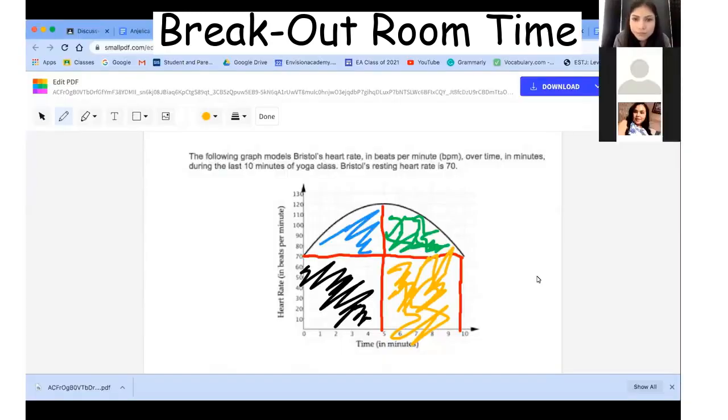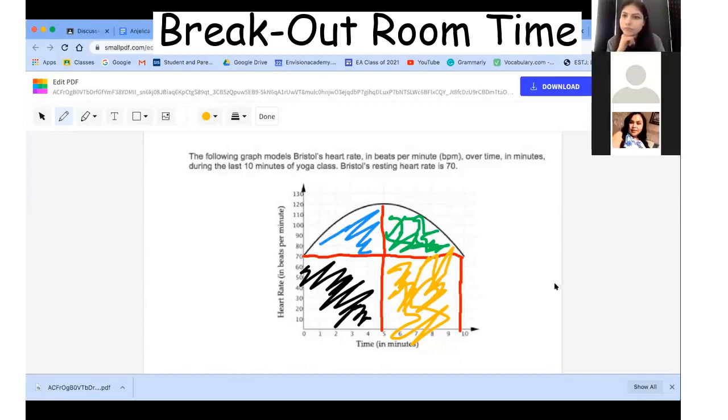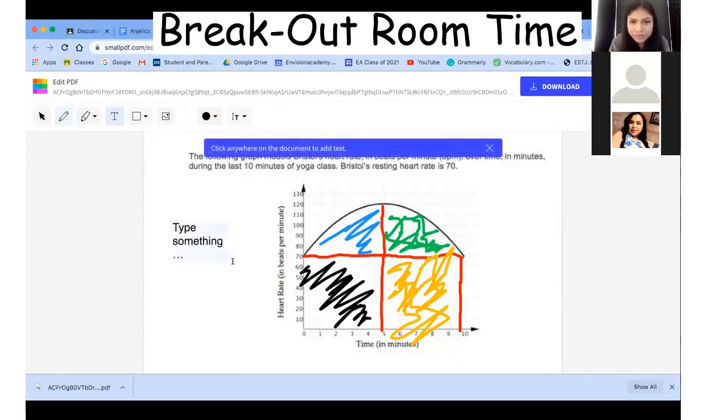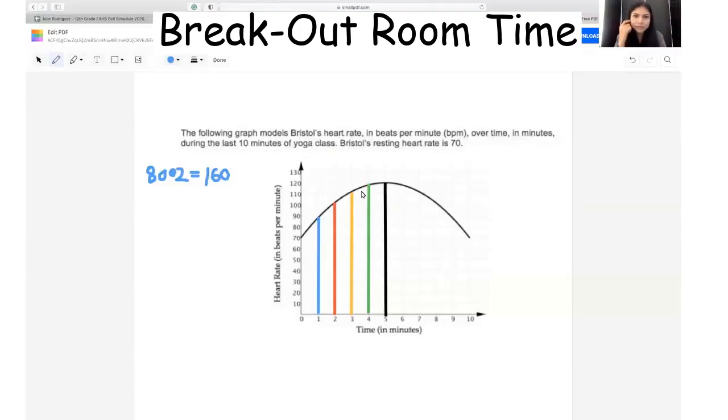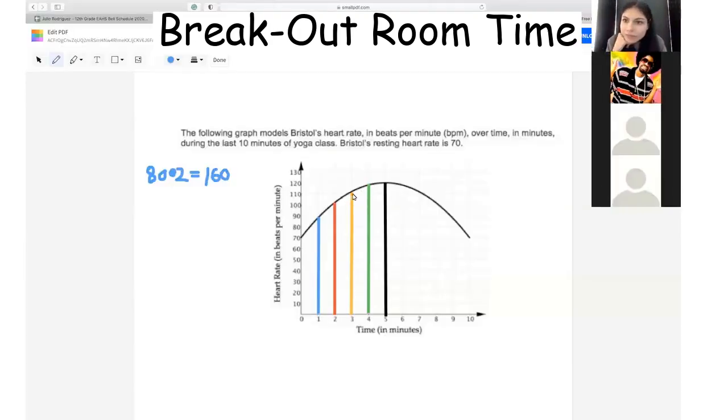Now we have to figure out the area. So for the squares, it's base times height. What's the base? Base is at the bottom. Wait, it's not exactly on the thing. Yeah, but that's why it's an estimate. We could do it. Yeah, we're not going to be correct.